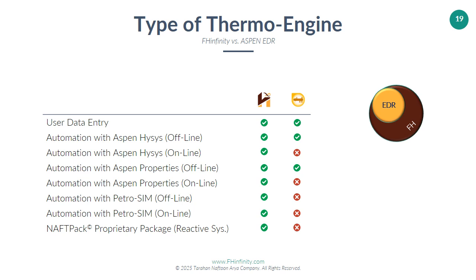This gives FHinfinity a significant superiority in critical scenarios, such as predicting peak temperatures, where even small interpolation errors can lead to inaccurate results. And furthermore, and perhaps most importantly, FHinfinity has its own proprietary engine, NaftPack. NaftPack allows for reactive systems, custom kinetics, and advanced characterization that generic packages simply cannot handle. It is 100% extensible, meaning it can be customized and extended by the end user to fit specific needs.